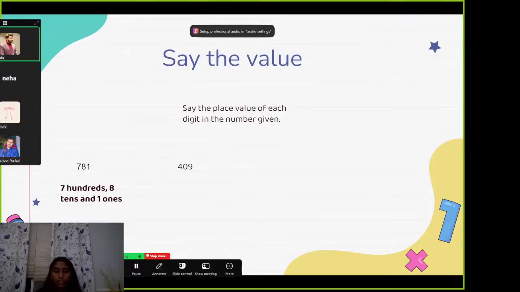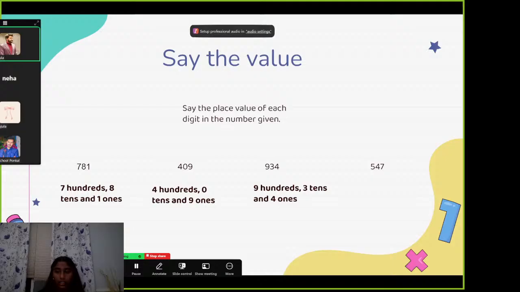And then we have 409. And so we go from hundreds, which is 4 hundreds, and there's 0 tens, but we keep the 0 there. And then there's 9 ones. And then 934, it's 9 hundreds, 3 tens, and 4 ones. And then the last one is 547, and you have 5 hundreds, 4 tens, and 7 ones.